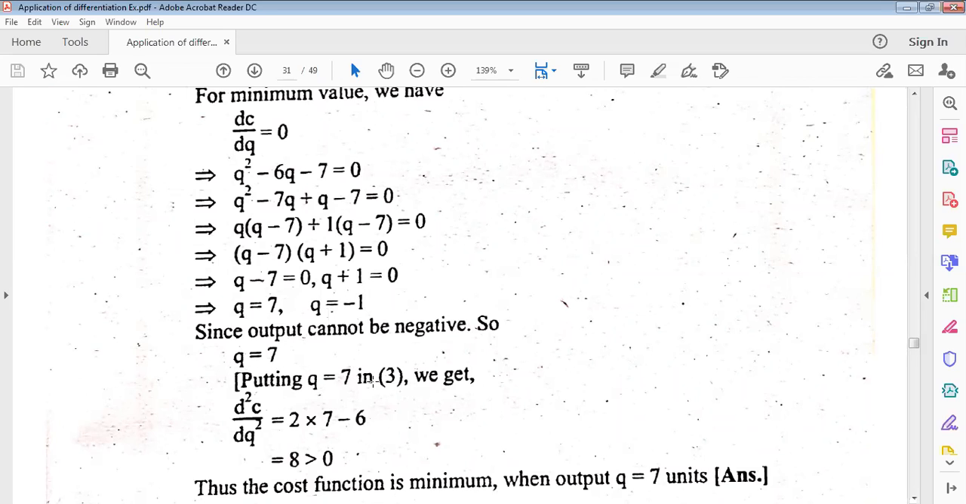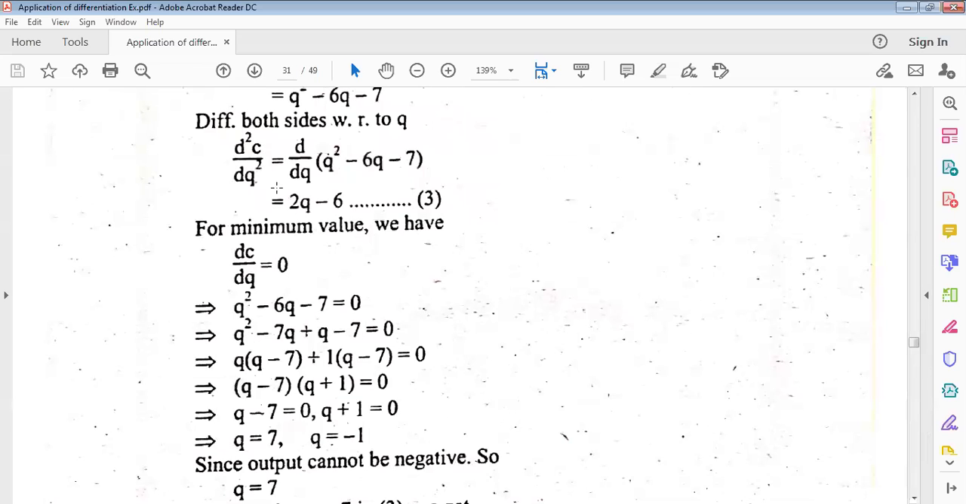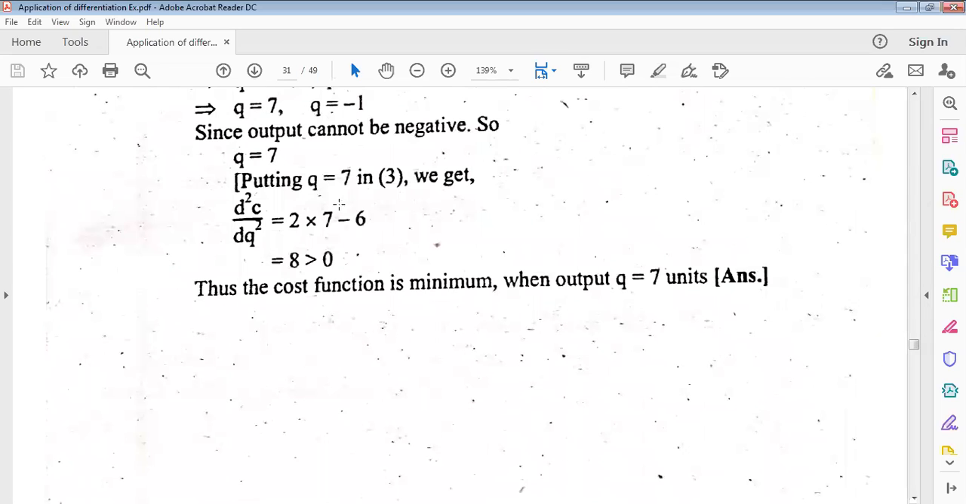So putting q equals 7 in the second derivative test, we get 2 into 7 minus 6. That means 2 into 7 minus 6, what will be? 8, a positive value. Positive means minimum. Therefore, the cost function is minimum when output q equals 7. Okay, this is the second result.